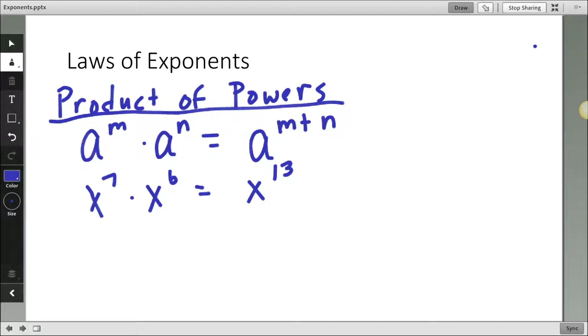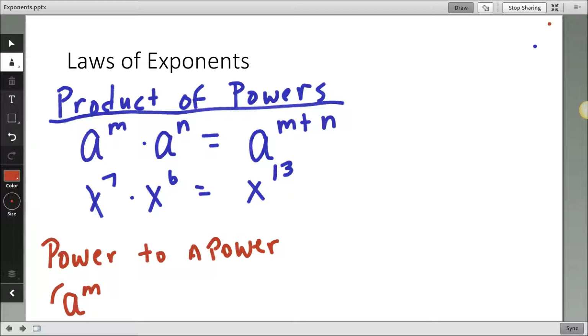All right, then there's the power to a power. And I'm going to show you this a couple different ways. So what this one says is that if you have something to a power and then it's raised to another power, you're going to multiply those powers. So that's the power to a power.